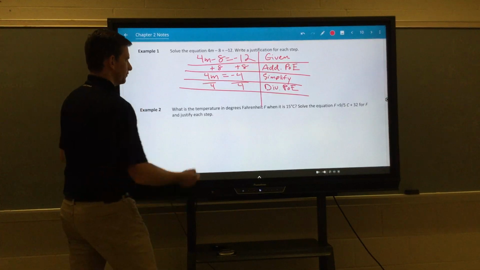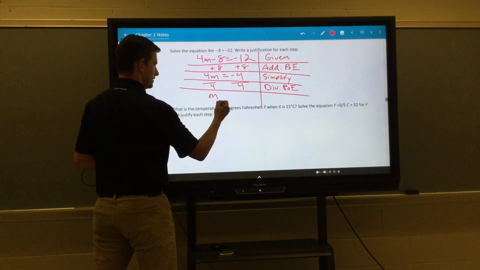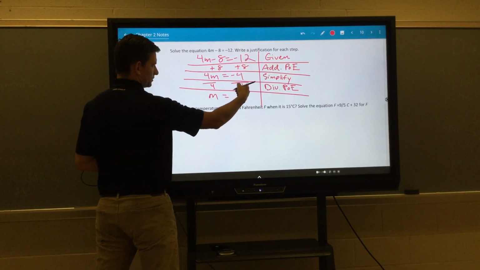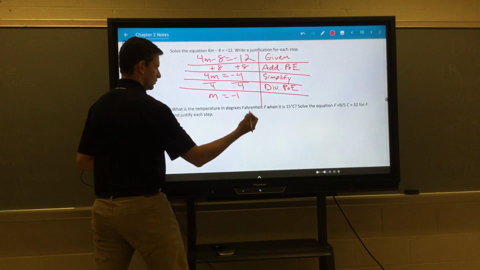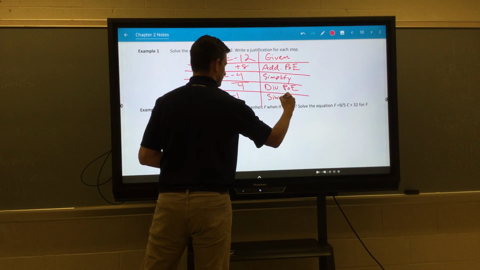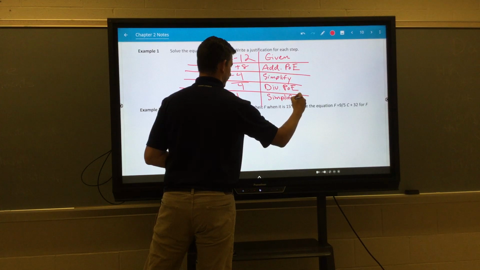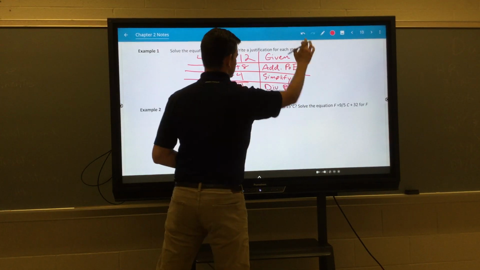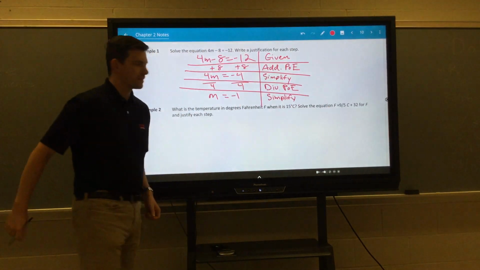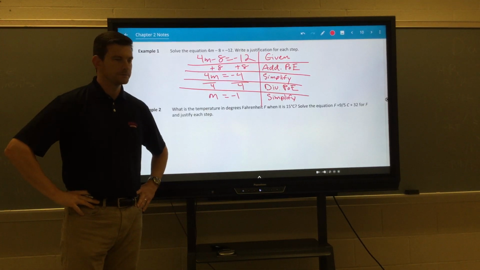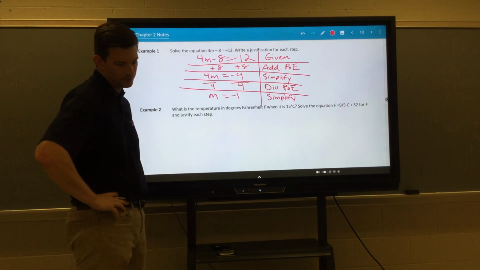So 4 divided by 4 leaves us with just the m. Negative 4 divided by 4 gives us negative 1. And again, we are simplifying. And there's our final answer: m equals negative 1.